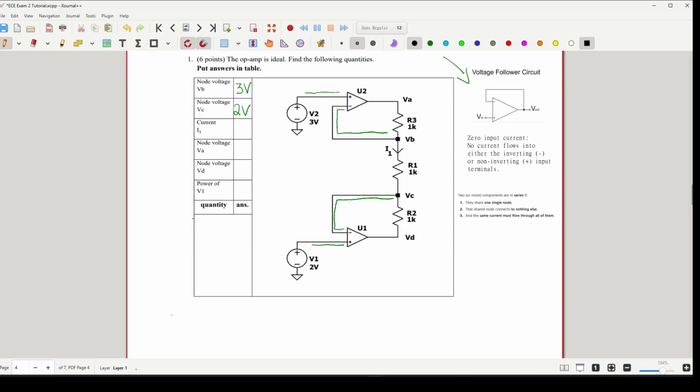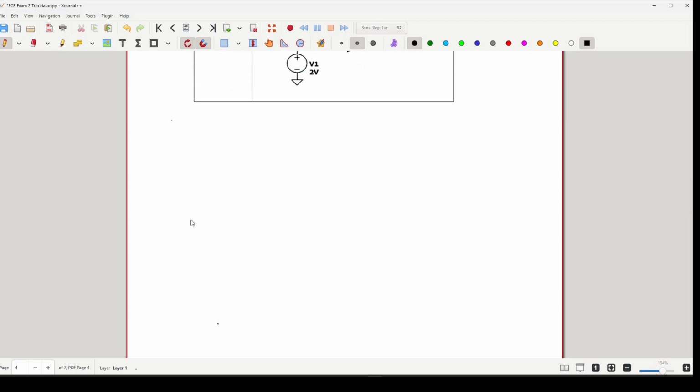The next thing we'll do is use Ohm's law to calculate the current I1. Since we have node voltage VB and node voltage VC, we can use both of those. Three volts minus 2 volts over 1K will give us 1 over 1000, which gives us 1 milliamp.